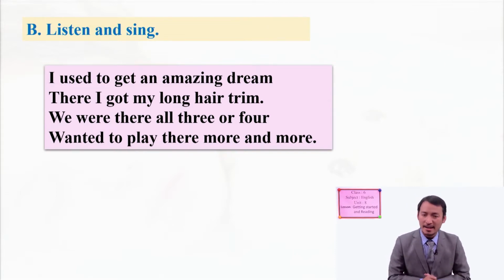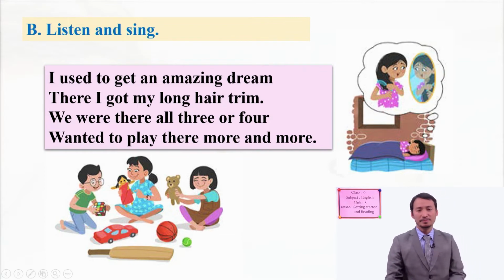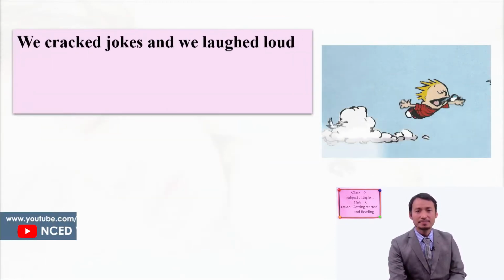Okay, these are the 4 lines of the first stanza. Now let's look at the second one. So here, look at the picture. What is happening in the poem is described in these pictures. We will talk about it later as well. You can see here someone is dreaming and some children are playing, like you. So it is in a dream. So look at the hair, trimming hair. Okay, good. Now let's sing the next part.